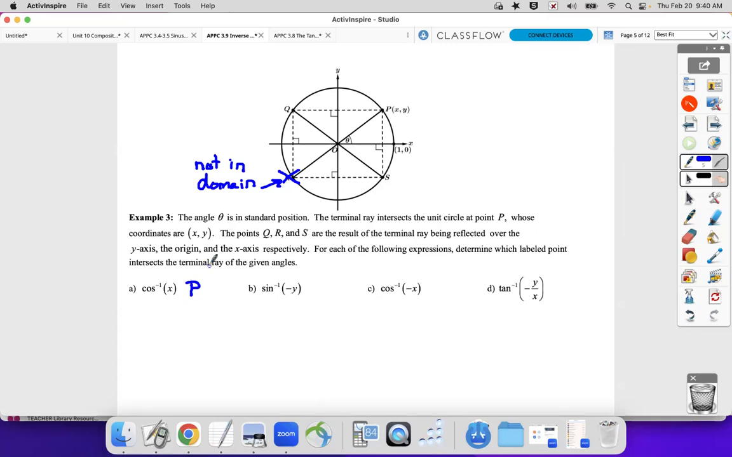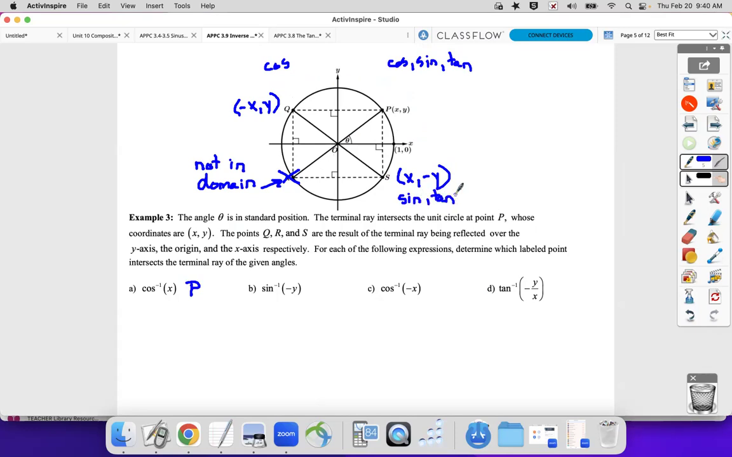You are. P is the only place that X is positive. In Q, X is going to be negative. And in S, X is going to be positive and Y is going to be negative. But can I use a cosine down here in this quadrant? No, cosine is only up here. So this is going to be cosine, this is going to be cosine, sine, and tangent. And this is only going to be sine and tangent.